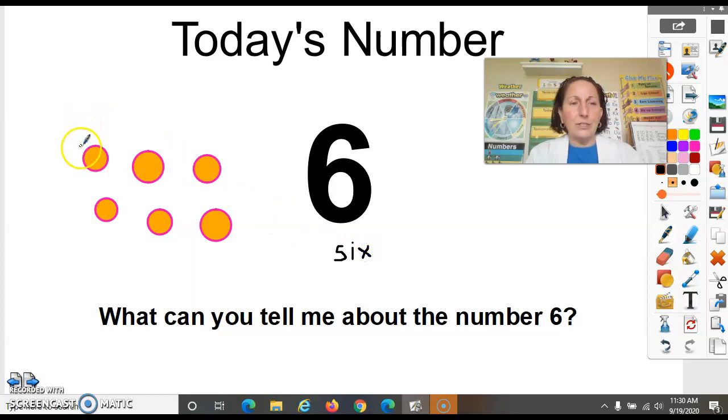Now, if we look at these circles that I drew over here, we could also say that 6 is 1 plus 1 plus 1 plus 1 plus 1 plus 1, and that equals 6. We could also say 2 plus 2 plus 2, or we could say 3 plus 3. So there's many ways that we can talk about the number 6. So I want you guys to think of other ways that you could share about the number 6. Practice doing some things with the number 6 today.